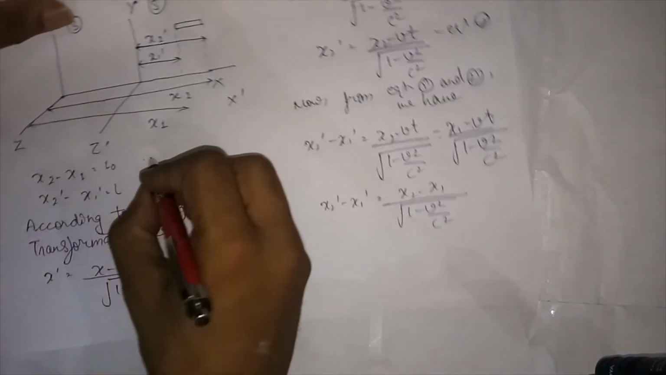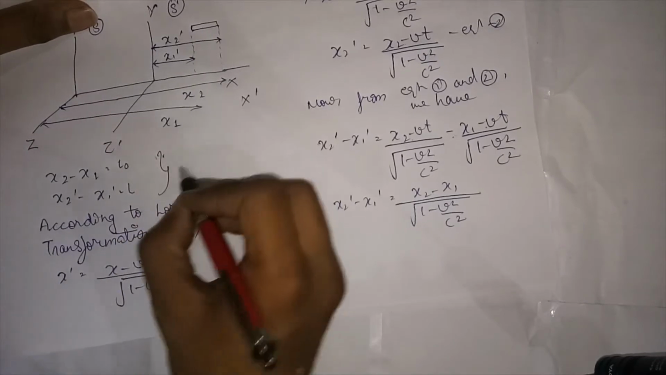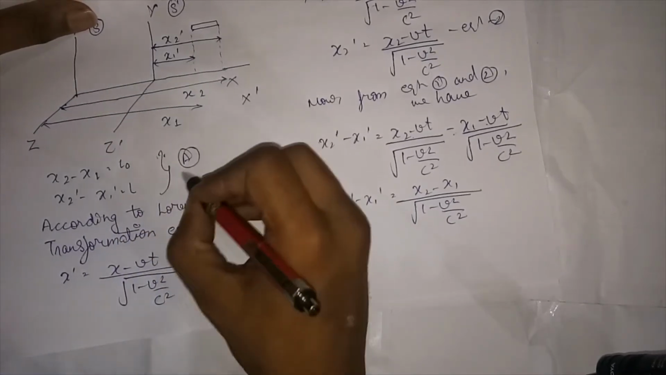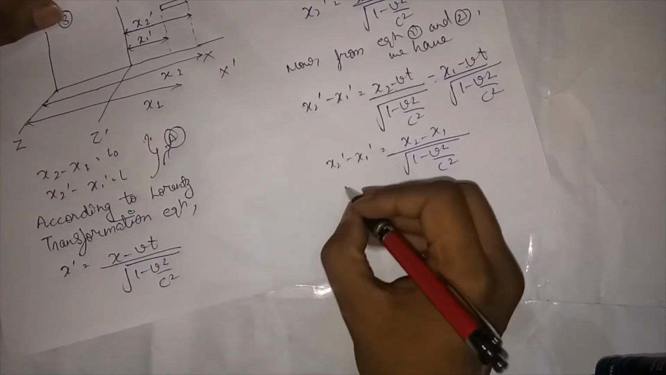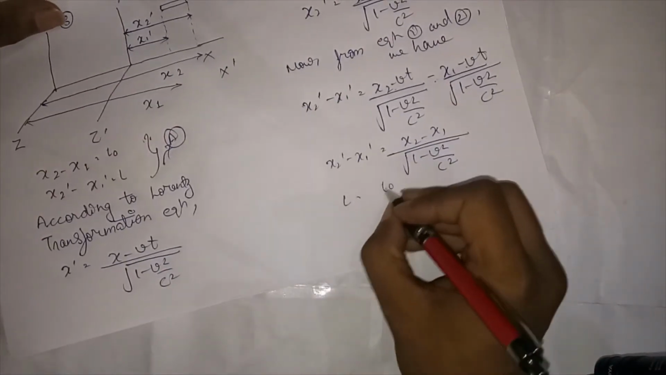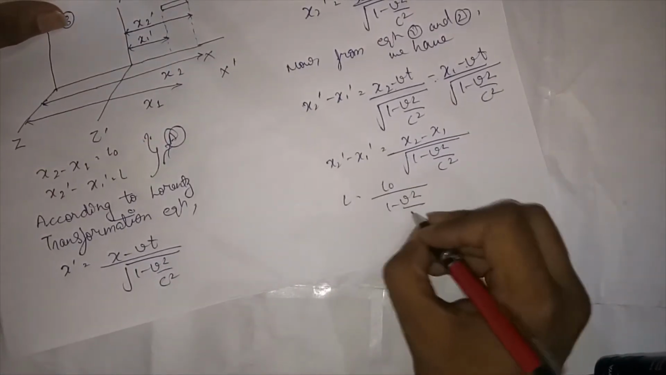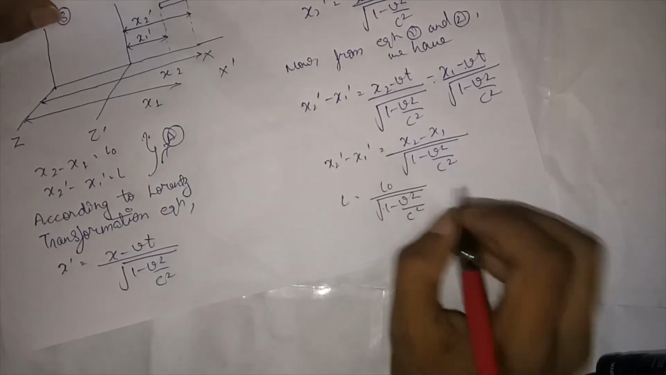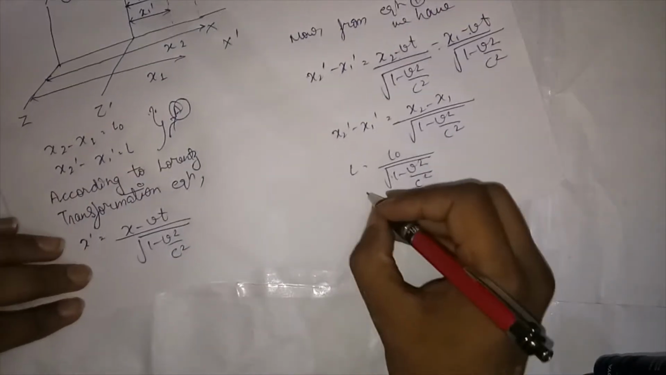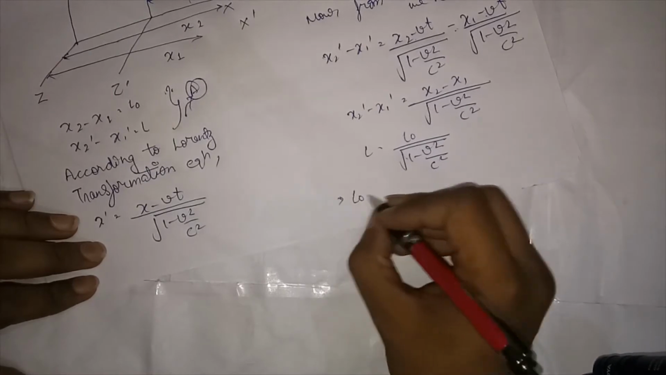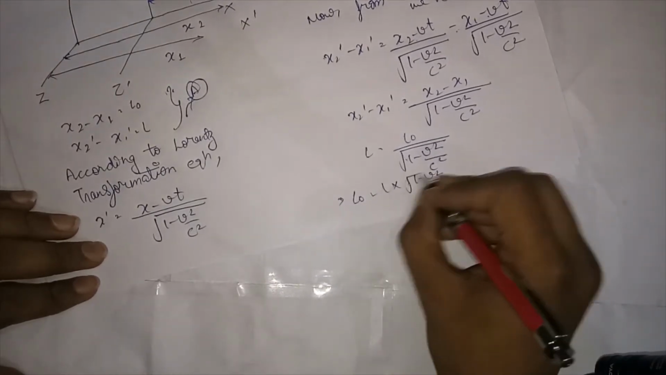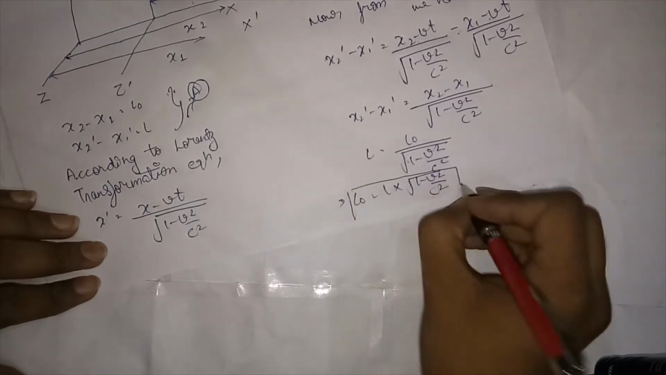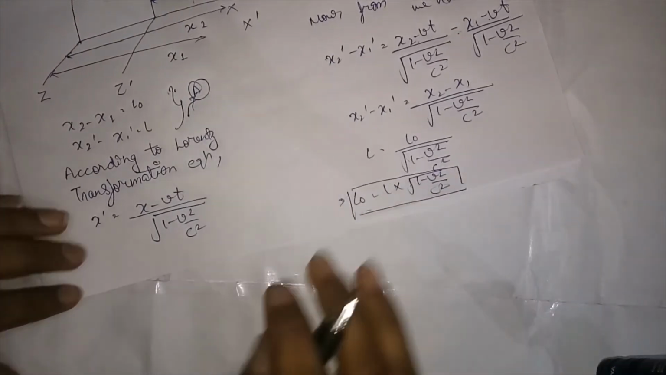And now let us take this as equation number A. So we will have L equal to L0 upon under root 1 minus v square upon c square, or we can write it like L0 equal to L into under root 1 minus v square upon c square. So this is the formula of our length contraction.